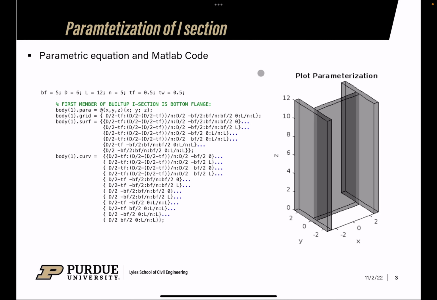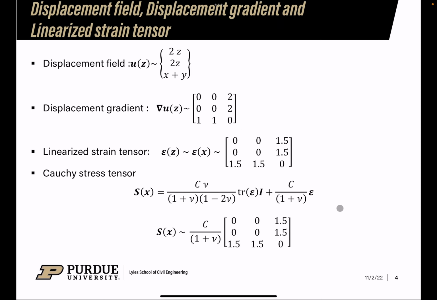So the body I've chosen is an I section, and here is the parameterization. The depth of the section is 6 units, the length is 12 units, width of flange is 5 units, and the thickness of flanges and webs are 0.5 each. So the displacement field I've chosen is this, in the x, y and z direction. It's 2z, 2z and x plus y. I've kept it linear so that my calculations don't get too complicated.